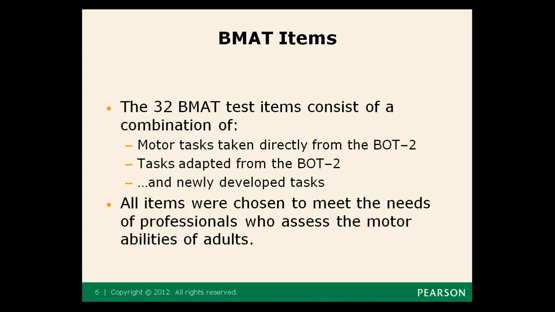When we look at the BMAT items, the BMAT does consist of 32 items, and there are a combination of tasks that were taken directly from the BOT2. There are also tasks that were adapted from the BOT2, and then there were also newly developed tasks specifically for older adults. So again, for those of you familiar with and who have had some experience in giving the BOT2, you're going to see a lot of very similar types of tasks here, of course, with adult norms. So this should be very helpful and familiar to all of you who are familiar with the BOT2, and the transition to this older adult assessment should be pretty seamless.